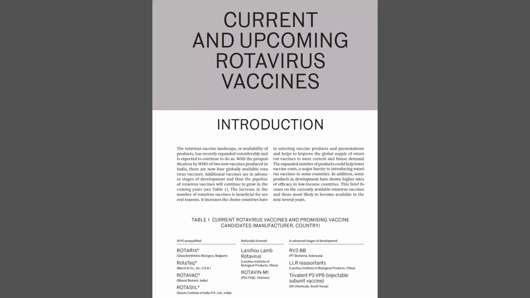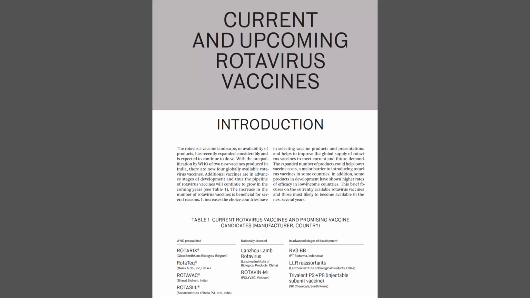Our third brief focuses on the rotavirus vaccine landscape. So what products are currently available for countries, what products are available domestically in a subset of countries, and then what are some of the up and coming new frontiers for rotavirus vaccines. And this is a really timely piece.